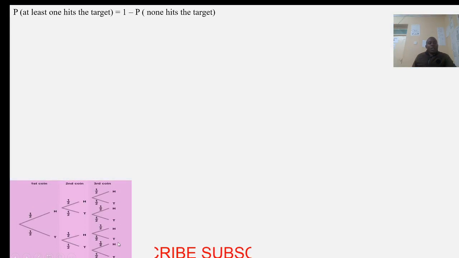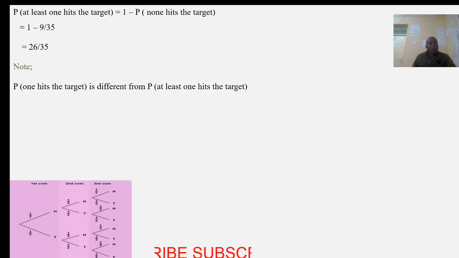Now we deal with the probability at least one hits the target. It is 1 minus the probability none hits the target. We got the probability none hits the target as 9 over 35. So 1 minus 9 out of 35 gives you 26 out of 35. You need to note that the probability 1 hits the target is different from the probability at least 1 hits the target.